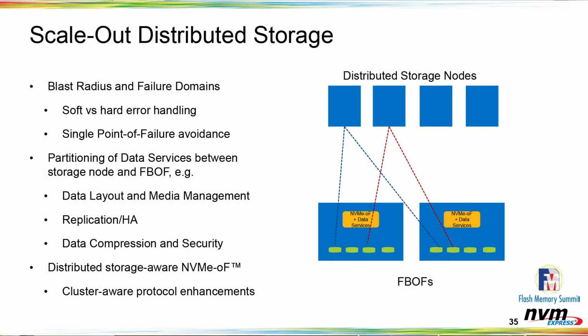The second one is, today the partition between the distributed storage nodes and the JBOF is really a block NVMe interface, right? And maybe that's not the right interface. Maybe that has to be enhanced such that you partition it so that some of the more media-centric activities that the storage nodes do today are done at the JBOF. But not everything, because then you're just replacing the storage node. But things like managing the data layout, managing the media, managing some level of replication in HA perhaps, compression and security, those things you can offload into the JBOF.